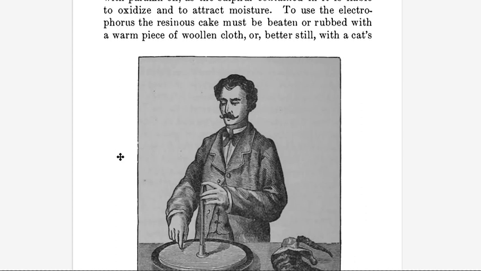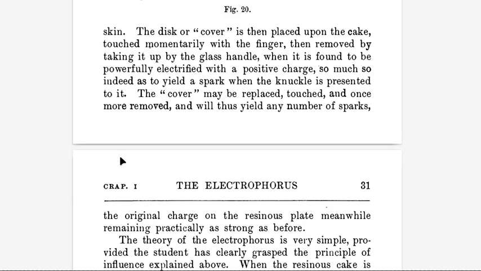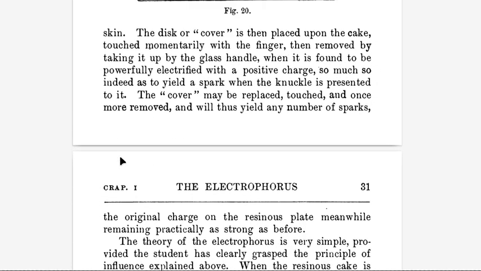But the surface of this substance requires occasional washing with ammonia and rubbing with paraffin oil, as the sulfur contained in it is liable to oxidize and to attract moisture. To use the electrophorus, the resinous cake must be beaten or rubbed with a warm piece of woolen cloth, or, better still, with fur. The disc or cover is then placed upon the cake, touched momentarily with the finger, then removed by taking it up by the glass handle.